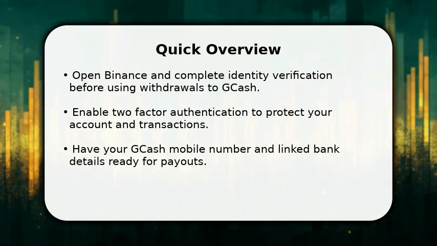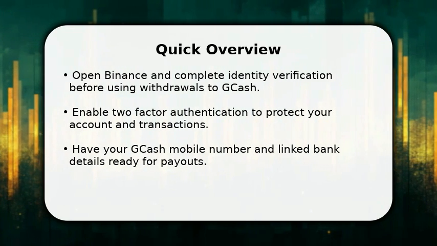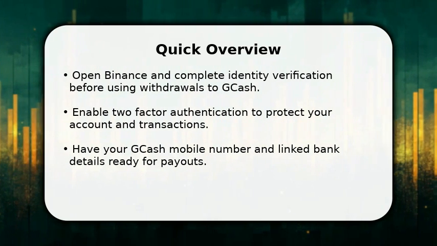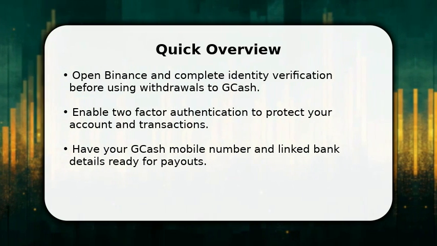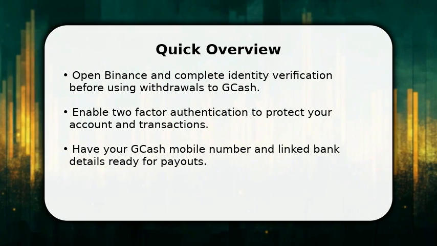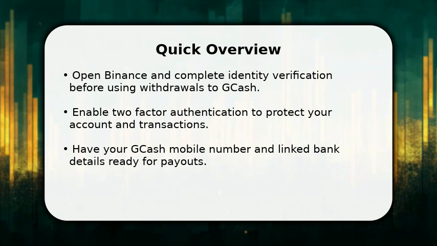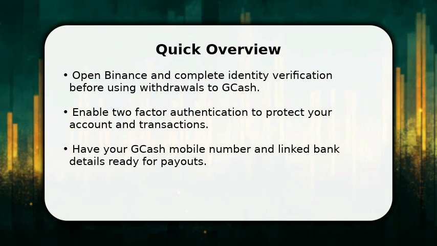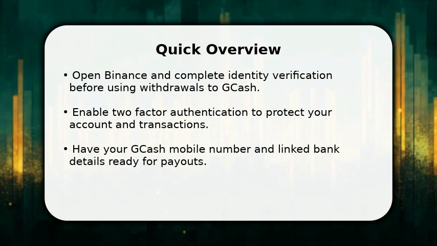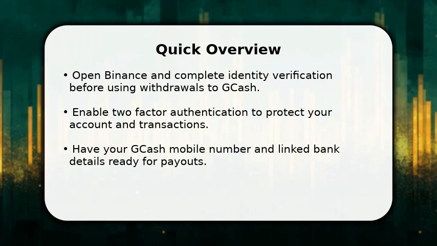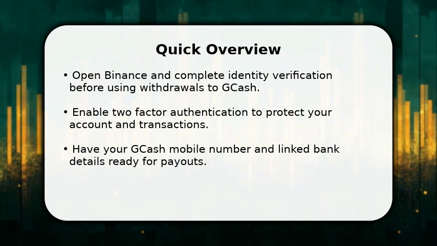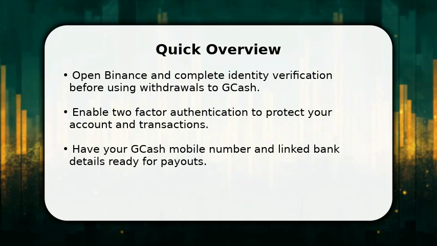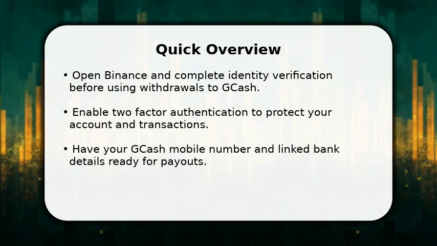In this video, I will show how to use Binance to GCash full guide. Open your Binance app and sign in, complete KYC, enable 2FA, sell your crypto for PHP, add GCash as a payout method, enter the correct mobile number, confirm the transfer, and wait for the funds to appear in your GCash wallet. Keep fees and limits in mind and double-check recipient details before sending today securely.